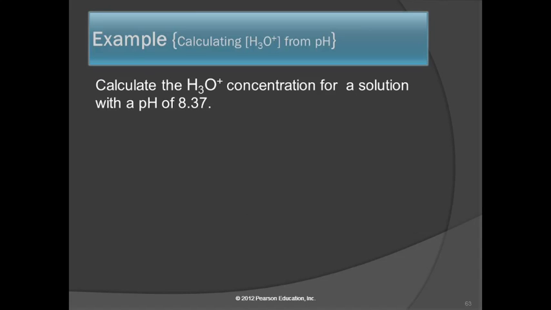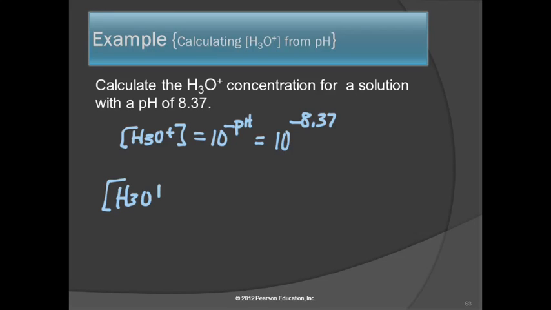Calculate the hydronium ion concentration for a solution with a pH of 8.37. Well, the hydronium ion concentration will equal 10 to the minus pH. So 10 to the negative 8.37. That's kind of a strange looking number. Exponents do not have to be integers. On my calculator, I put the number in first, 8.37. I change the sign to make it negative, and then I need the second function, 10 to the x, and my calculator shows me the answer.